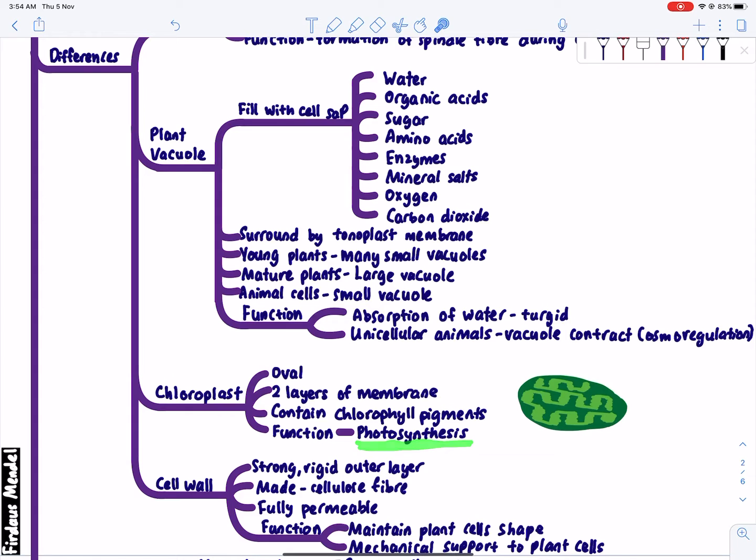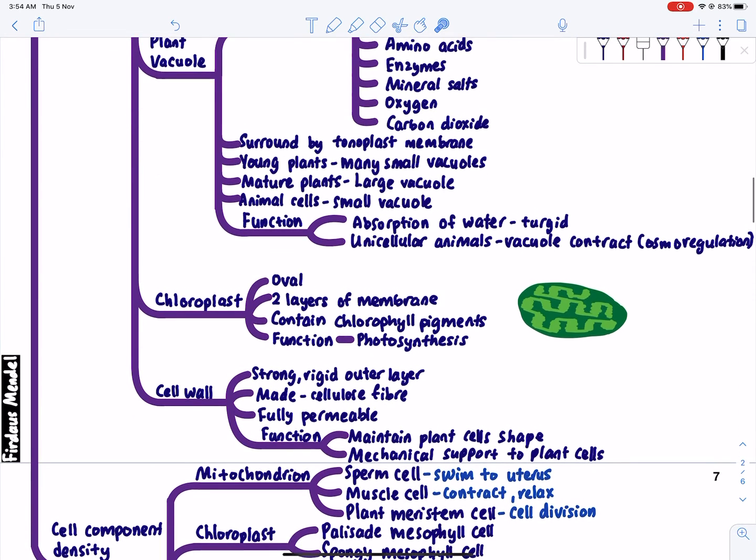It will carry out the photosynthesis process, where they absorb the sunlight, light energy, and use the water and the carbon dioxide. They are producing the glucose and the oxygen. That's why plants can make their own food without depending too much on other organisms.